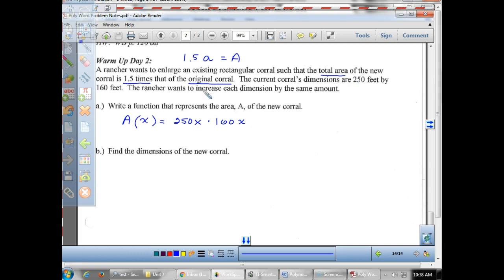And they're increasing each dimension by the same amount. Let's call that amount what? What can we call that amount? X. Okay. So what can I do to the 250?